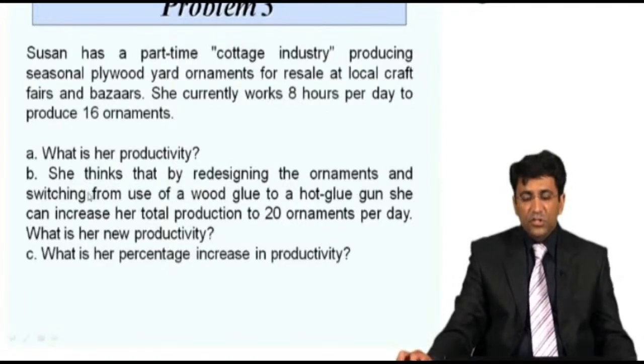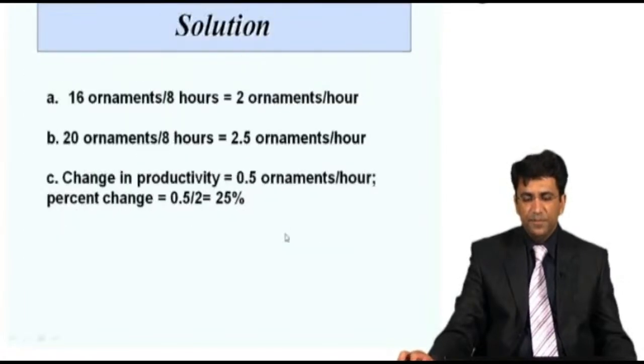That's so simple. Now she thinks that by redesigning the ornaments and switching from the use of wood glue to a hot glue gun, she can increase her total production to 20 ornaments per day. What is her new productivity? Now students, the new output is 20, so we will divide 20 by the same labor hours, that is 8 hours, so 20 by 8, this will give you the new productivity. This is the case: old productivity is 2 ornaments per hour. New productivity, 20 ornaments divided by 8 hours, is equal to 2.5 ornaments per hour. And again, you can use this similar formula for the improvement in productivity, and there is 25% improvement in productivity in this particular case.